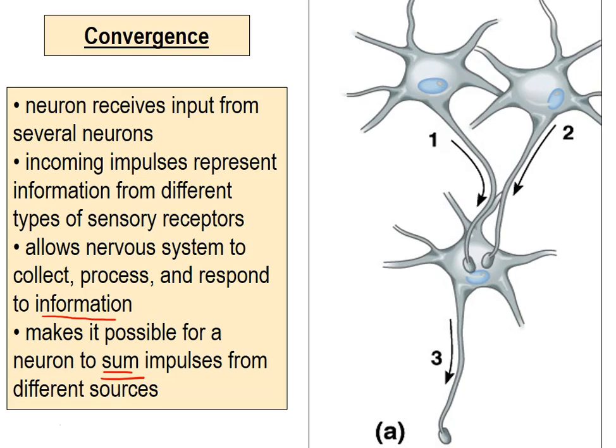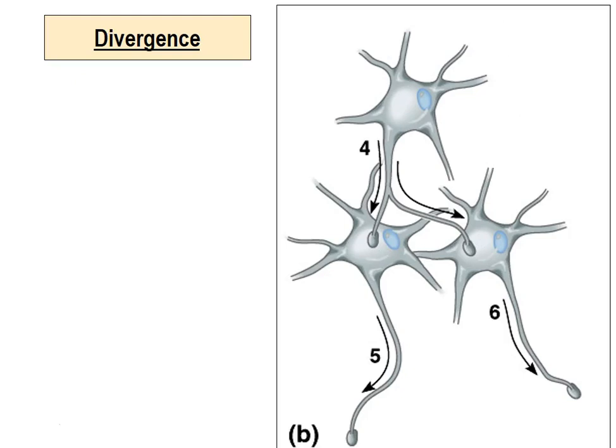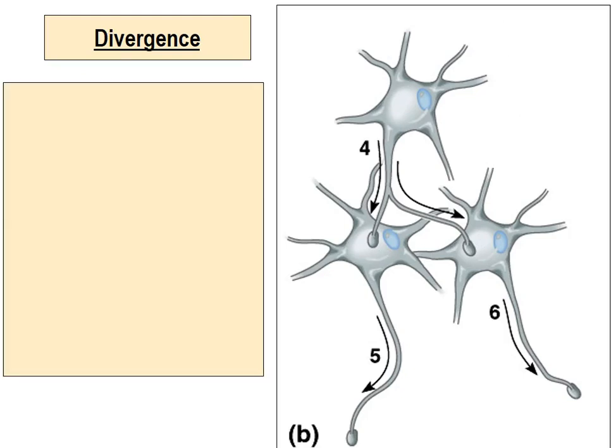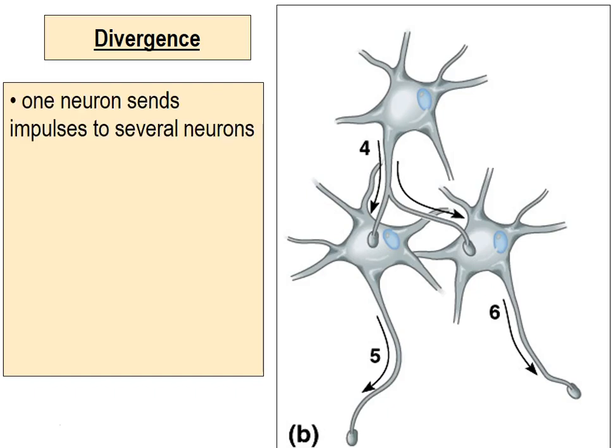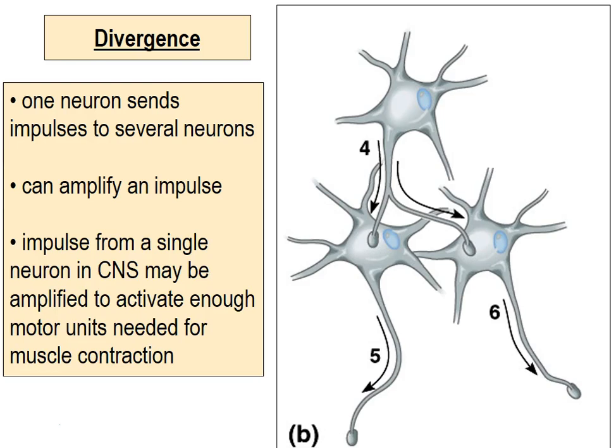It also works in the opposite direction, called divergence, which is that one neuron sends impulses to several neurons. So neuron 4, in this case, is sending impulses to neurons 5 and 6. The role of this is that it could amplify an impulse. An impulse from a single neuron in the central nervous system might activate many different motor units that are required for an action, for a muscle contraction.